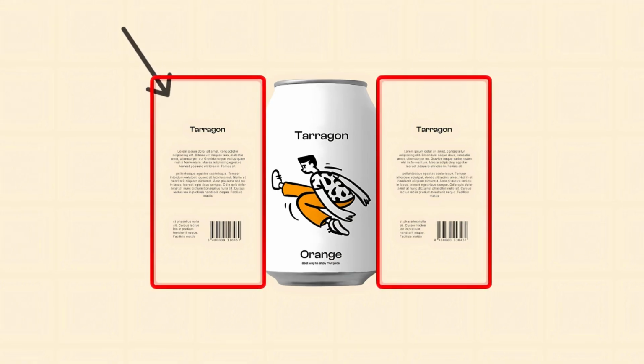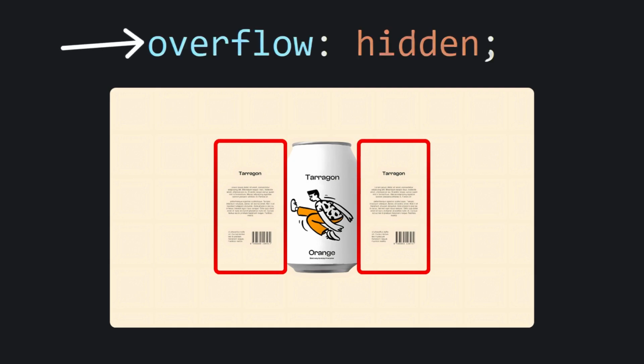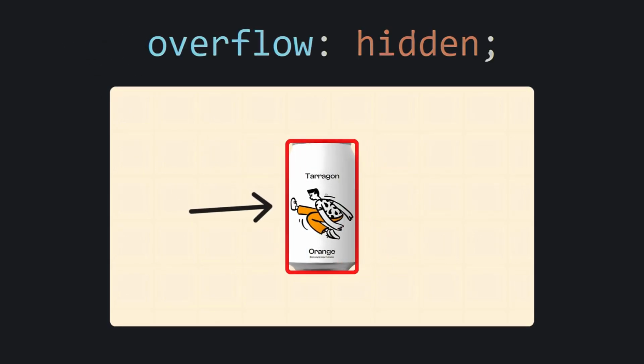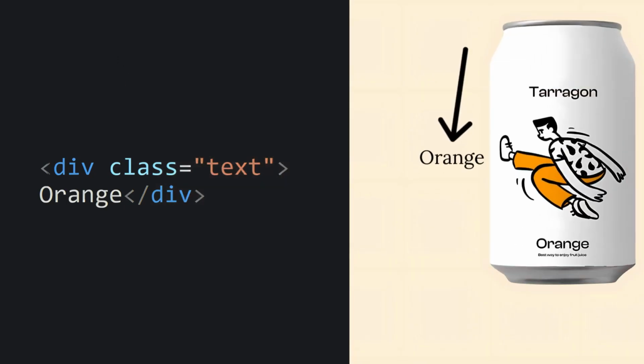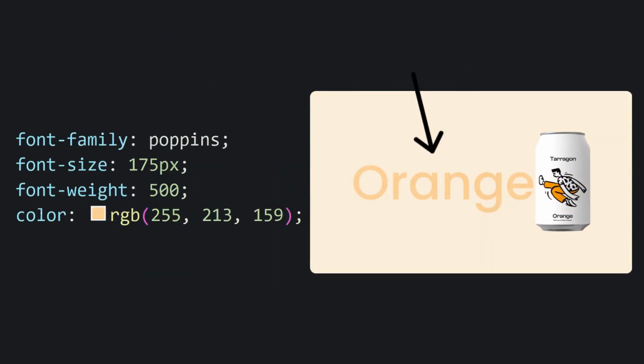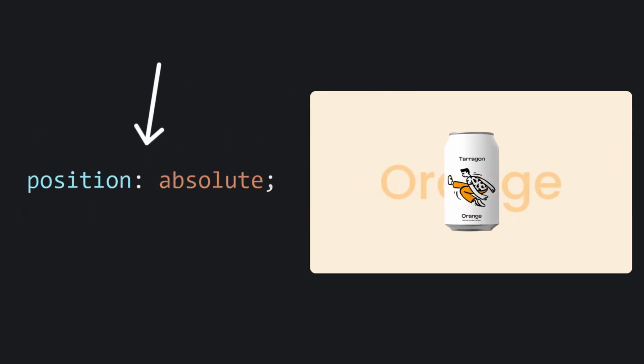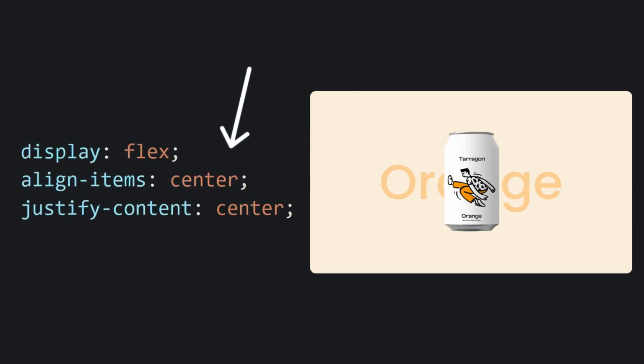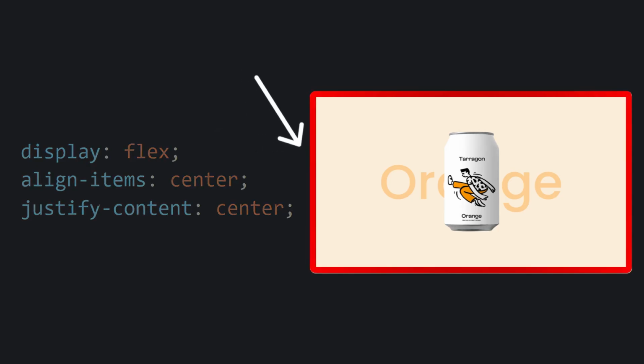Next, hide the extra contents by setting overflow hidden on the can container. Then, inside the layer, add a text element in front of the can container as shown. Now adjust the font and color of the text as shown, and finally set its position to absolute to move it behind the can. As we have initially set align items and justify content to center for the layer element, the text got placed at the center.